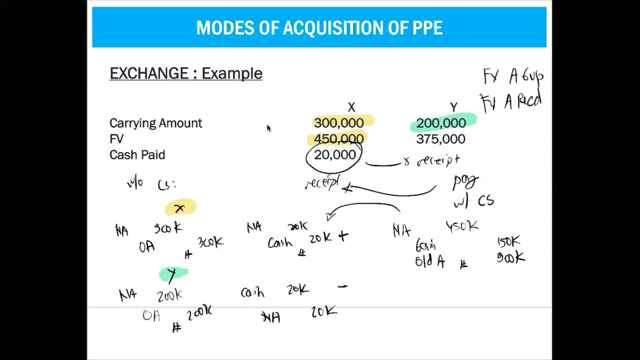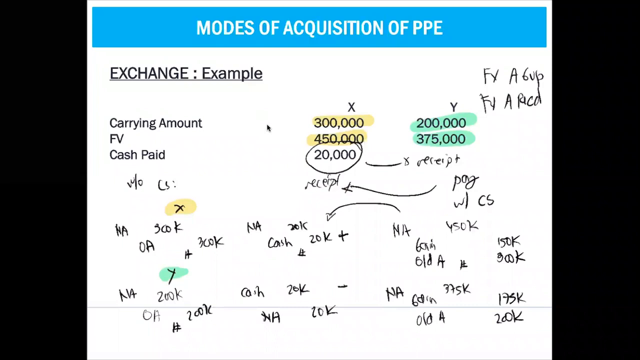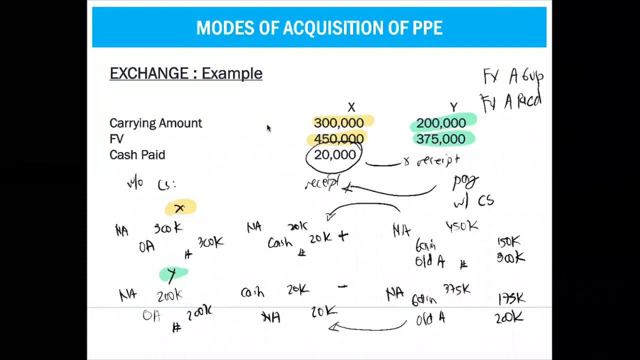Okay. How about for Y? For Y, what is the amount of the asset? First, fair value of asset given up. So what is the fair value of asset of Y? 375,000. So we will record the asset at 375,000. So new asset, 375,000. You remove the carrying amount of our old asset under Y, 200,000. We have a difference again, 175,000. Gain. Why? Because the fair value is greater than the carrying amount. And then to record the cash received, yan siya.